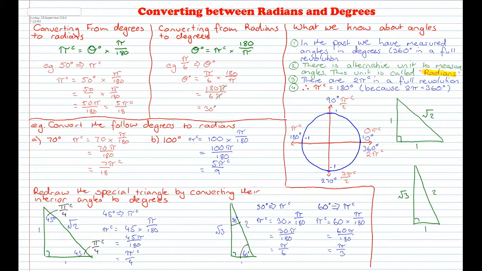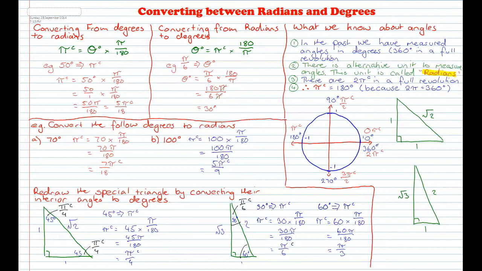So let's first of all convert 30 degrees into radians. So in order to do that, I find out that pi radians is equal to 30 times pi on 180, and of course 30 times pi is 30 pi on 180, and then of course 30 goes into both 30 and 180, doesn't it? So therefore 30 goes into 30 once, and 30 goes into 180 6 times. So you end up getting pi on 6 radians. So this here is going to be pi on 6 radians.